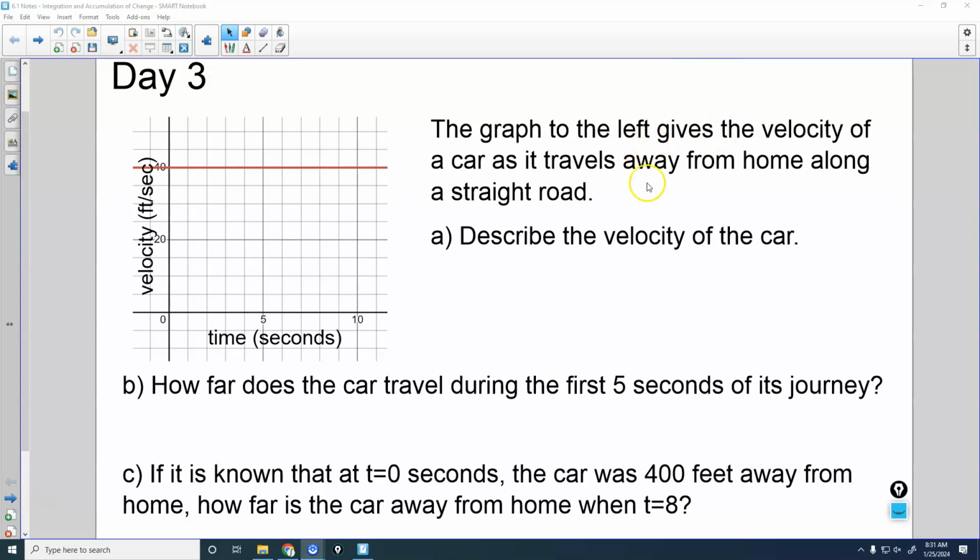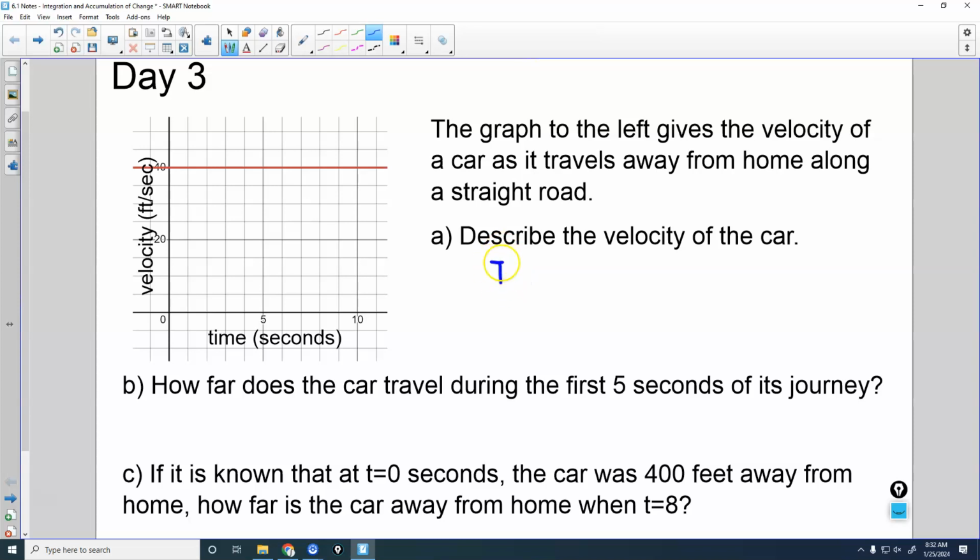So the graph to the left gives the velocity of a car as it travels away from home along a straight road. All right, so A asks you to describe the velocity of the car. Who can tell me about that velocity of the car? Yes, I think that's a 40 because this is 20. It does look like a 10 because the line cut it off, but yes.